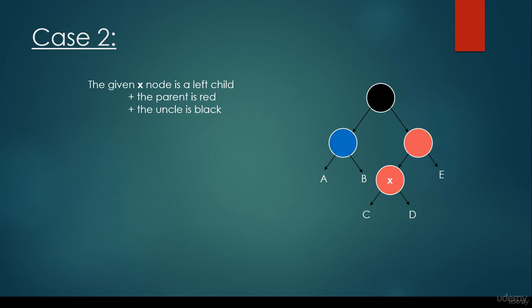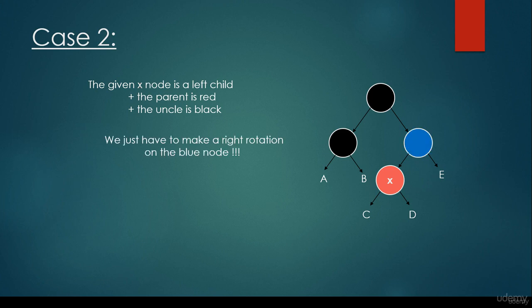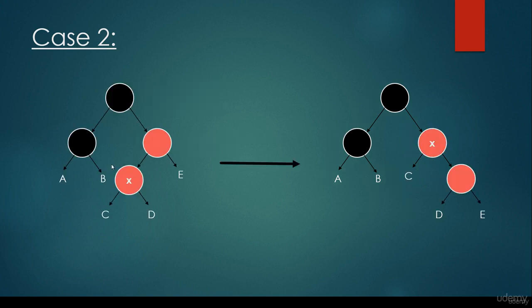We have the uncle as a black node, and basically we just have to make a simple right rotation on the blue node. So we just have to rotate node X's parent to the right. In the symmetric case, as you may recall, we just have to make a simple left rotation. Here, we just have to make a simple right rotation. So as you can see, we have this node X as a left child of a right child, and we just have to rotate the parent of node X to the right. And that's how we are going to end up with this situation.